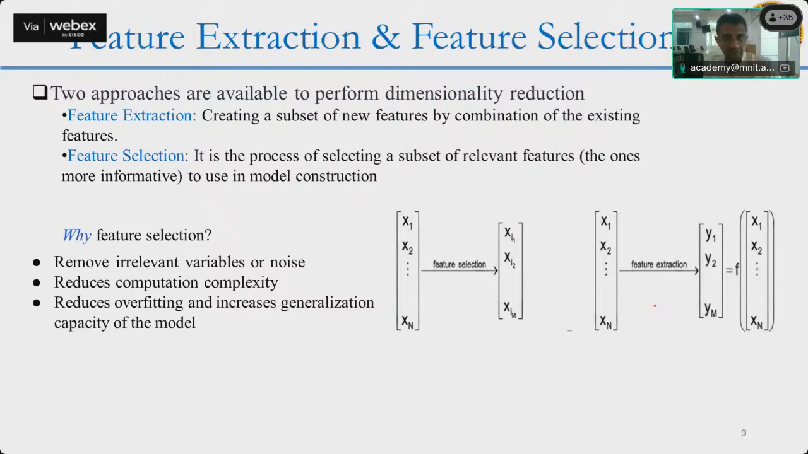So in feature extraction and feature selection, you would be aware that in every image processing task that has to be done. Only certain things you need to do here. What you need to do here? You create a subset of new features, right? By combination of existing features.